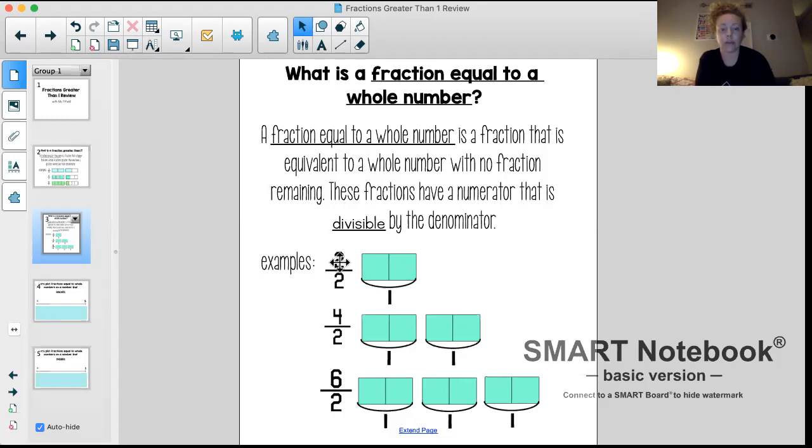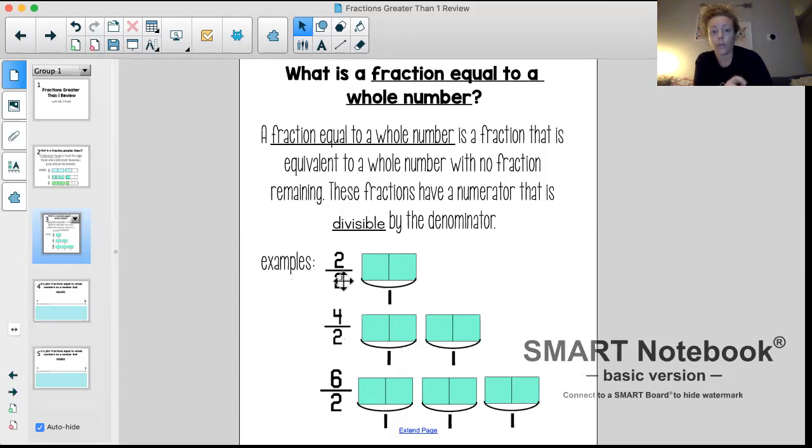So the first example I have here is 2/2. It's written as 2/2, and we represent it here. This is my 1 whole, and there are 2 parts. Next, I have 4/2. So here's, again, 1 whole, and then another whole. So 4/2 is actually equivalent to the whole number 2. Just like this is equivalent to the number 1, 1 whole, 4/2 is 2 wholes. The last example here is 6/2, and that is equivalent to 1, 2, 3 wholes.